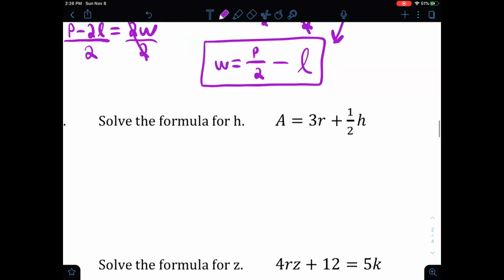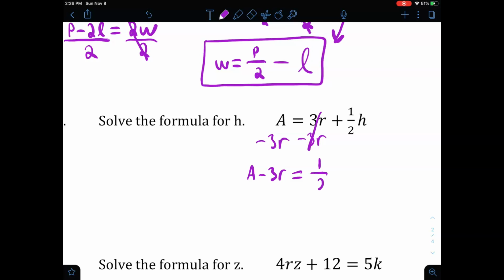All right, moving on. Number 5, solve the formula for H. A equals 3R plus 1/2 H. First things first, is there anything to add or subtract to get 1/2 H by itself? Yes, we've got to get rid of that 3R. So how do we get rid of positive 3R? We're going to subtract 3R from both sides. And we get A minus 3R equals, these cancel, 1/2 H.